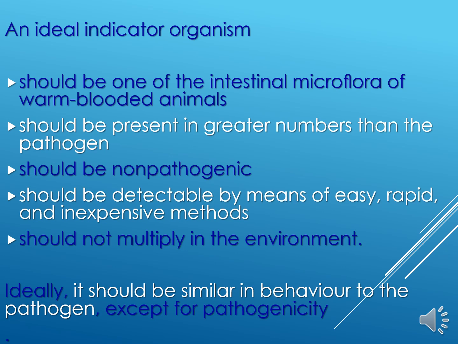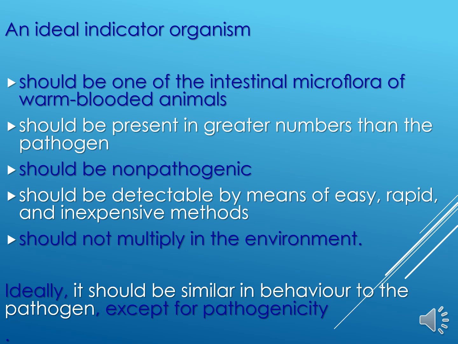So what are the characteristics of an ideal indicator organism? It should be one of the intestinal microflora of warm-blooded animals. It should be present in greater numbers than the pathogen. Pathogen may not be released always in fecal matter and in great numbers. Sometimes very few numbers will be present in the water sample we take, but even if we miss the pathogen, we should not be missing the indicator organism. So they should be present in greater numbers than the pathogen.